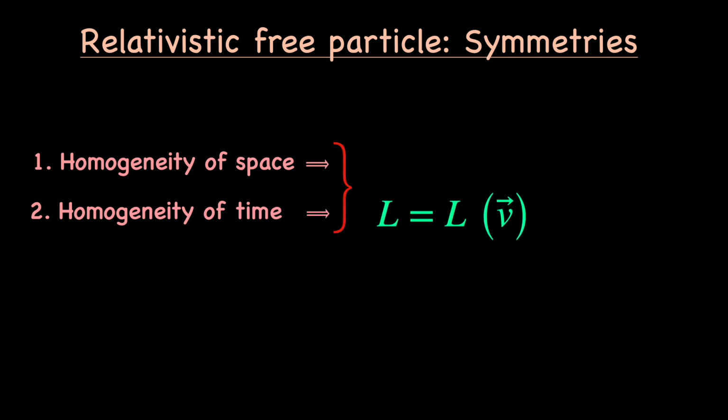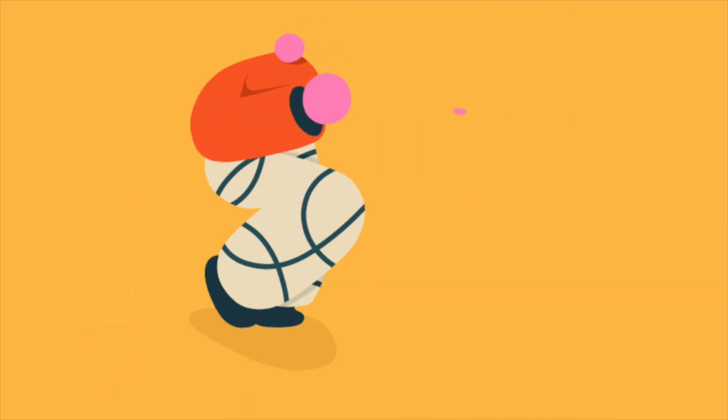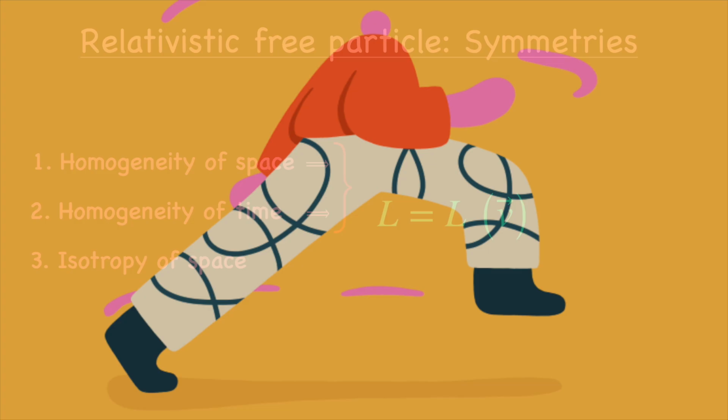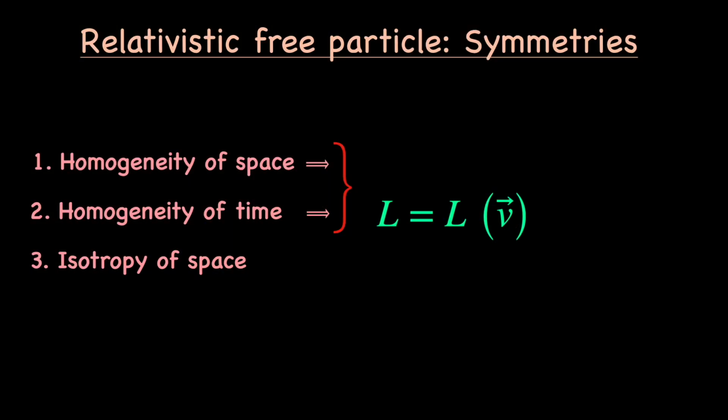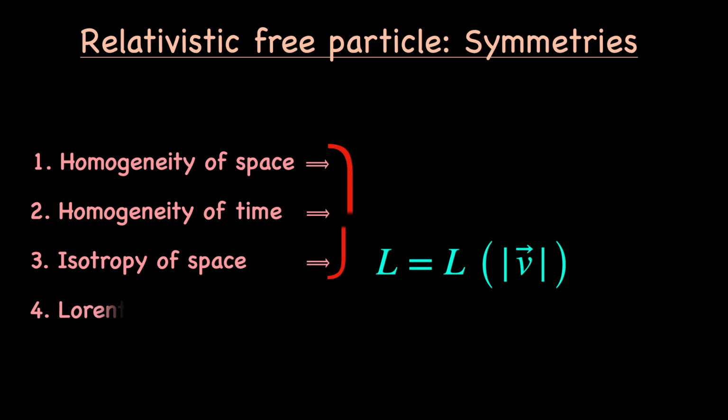Then there is also the symmetry called the isotropy of space, meaning the free particle's motion can be in whichever direction and its Lagrangian remains the same. Mathematically speaking, the Lagrangian can only depend on the magnitude of the particle's velocity, but not on its direction. And finally, since the particle is moving at a relativistic speed, it must obey the fundamental space-time symmetry of special relativity, that is, the Lorentz symmetry.